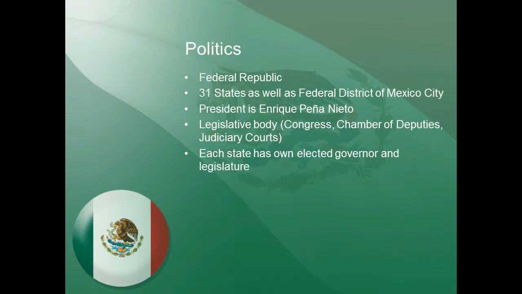Politics. Mexico is a federal republic and includes 31 states as well as the federal district of Mexico City. The present government was built from the Constitution that was created in 1917. Mexico has a president, Enrique Peña Nieto, who is serving a 6-year term in office. Mexico's legislative body is made up of the Congress, the Chamber of Deputies, and the judiciary court system. Like the United States, each state within Mexico has its own elected governor and legislature.